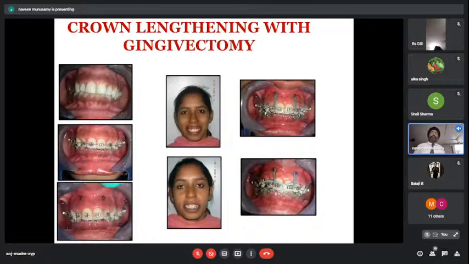Another case in which everybody had said we'll go for only orthognathic surgery. No, nowadays there are so many good options. So we chose this case. We started with microimplants. 6 microimplants were used to push the whole jaw upwards so that the gummy smile could be taken care of. As you can see, we are going further and we have reached a stage where so much gum hyperplasia is there. So we have reached this stage.